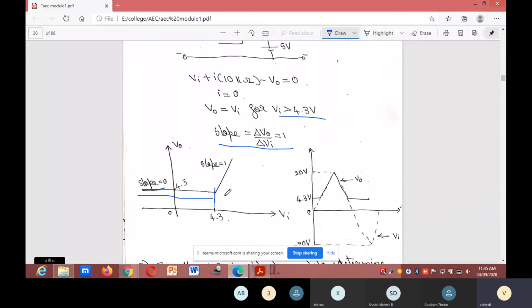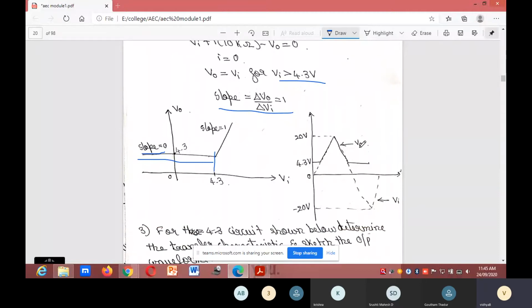So it is a straight line. And what about here? Greater than 4.3, slope is 1. That means you need to draw like this. But what about output? V naught is equal to Vi, which means output is similar to input. So it is a straight line, and it will be increasing.